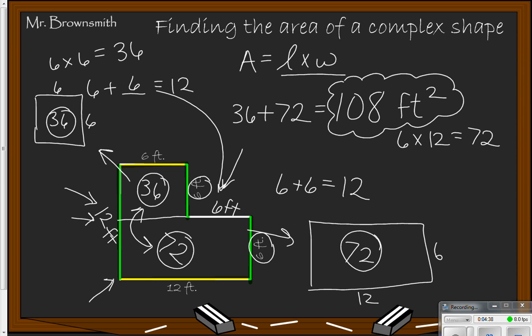So the big thing to remember when we have a complex shape is to see if we can find rectangles inside those shapes, so that we can use this operation right here, that area equals length times width, and then we'll be okay.